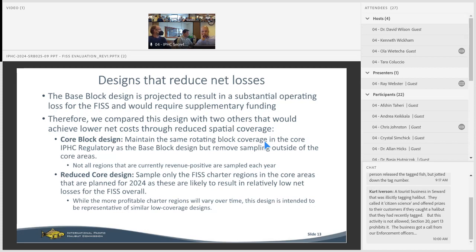The reduced core only samples the charter regions that were planned for 2024, so it's meant to mimic a highly scaled back design like the one we implemented this year. It's meant to be representative of similar low coverage designs, noting that the more profitable charter regions will vary over time, although if we're not sampling them, I don't know which ones they are.